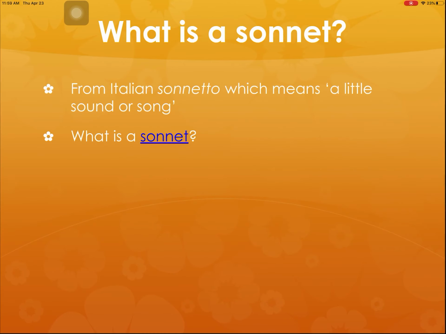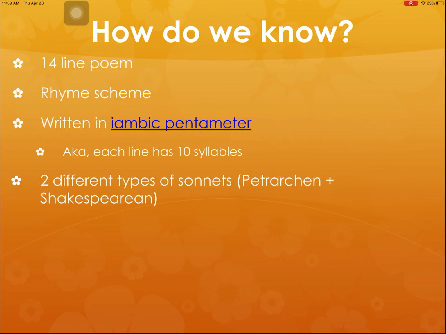Okay, so as she mentioned, sonnets are a 14-line poem. They have a very distinct rhyme scheme, which we will see when we actually read a sonnet. And she mentioned that they're written in something called iambic pentameter. Okay, this is a very fancy way to say that each line has 10 syllables. Even though that's true and that's the case, it's a little bit more than that.